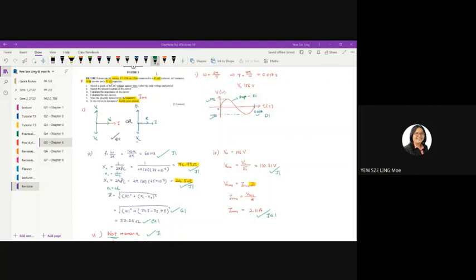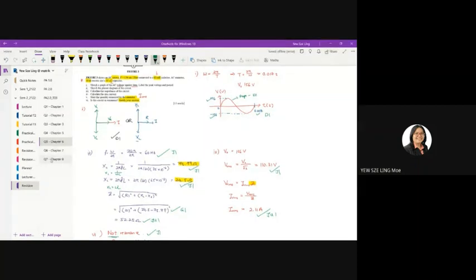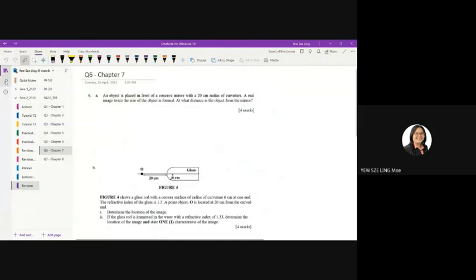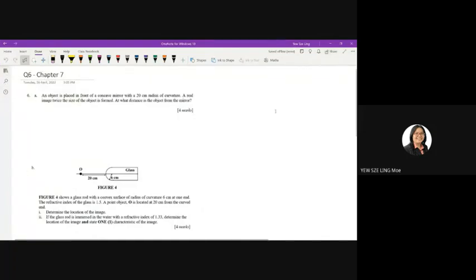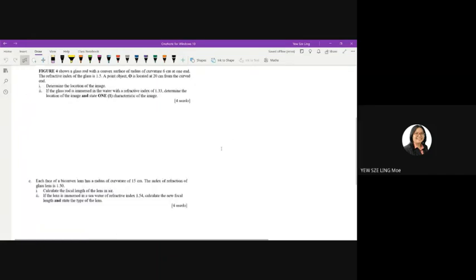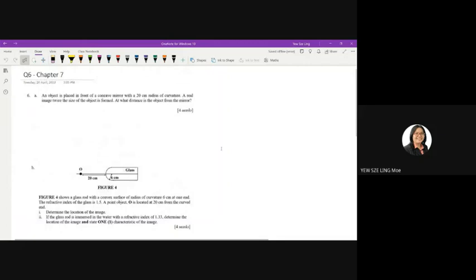All right, now let us continue. We've got 2 more questions to go. Chapter 7, question 1 is about mirrors. This chapter 7, question 6, consists of 3 sub-questions, 1 sub-question from each subtopic.